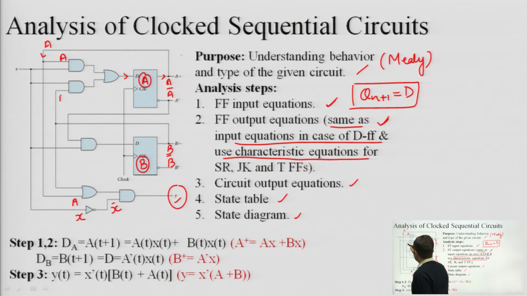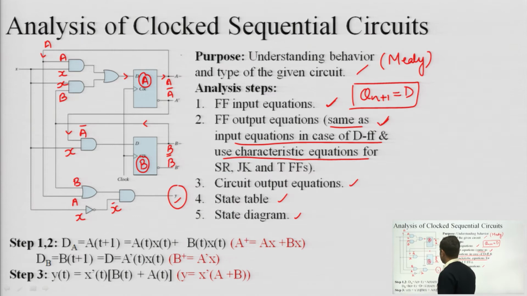This is B, because you can see that this is B. So the same thing is entering here. Okay. Then this thing is your X. This is also X. Okay. Then this is also X, and this thing is A bar. Okay. And this is already mentioned here.